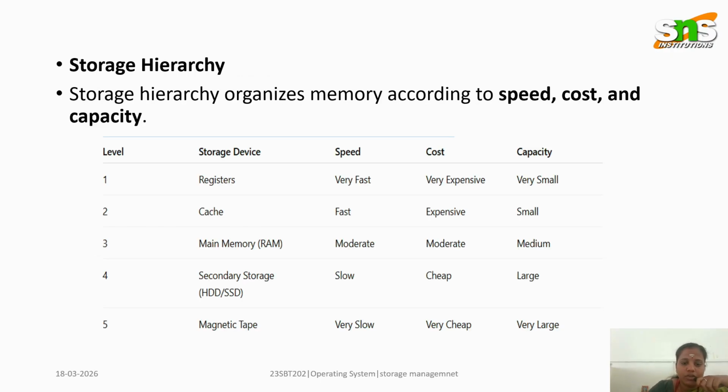The next one is a storage hierarchy. It is based on speed, cost, and the capacity. Faster storage equals costly and less capacity. If it is in slower storage, cheaper and more capacity.